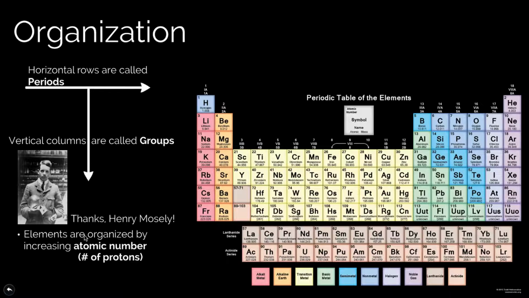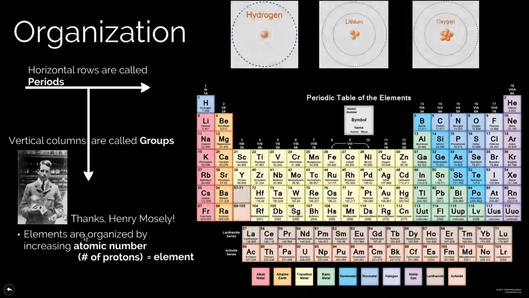Now, this is important because remember that the atomic number is the same as the number of protons for every element, and hopefully you remember that the number of protons will tell you what element we have. This is what gives each atom its identity. So if you have an atom with just 1 proton in its nucleus, it will be a hydrogen atom. If you have an atom with 3 protons, it will be lithium.